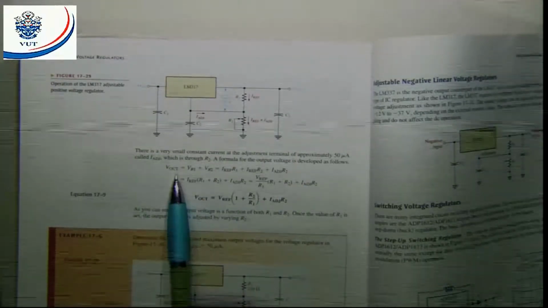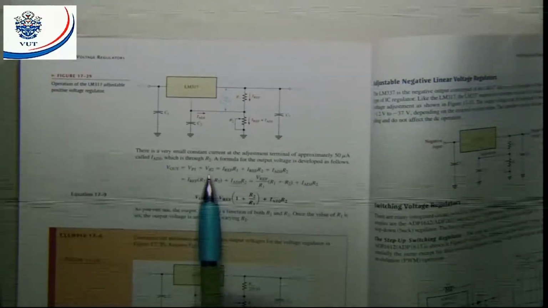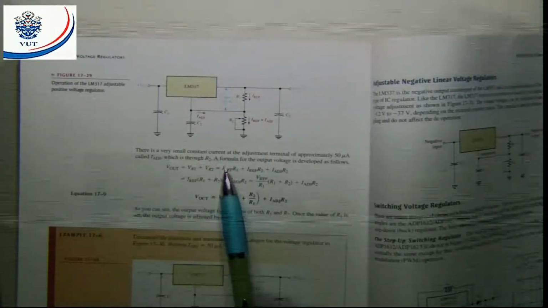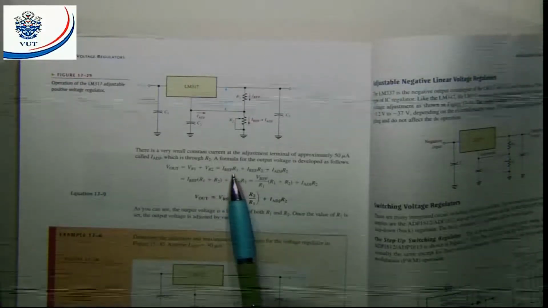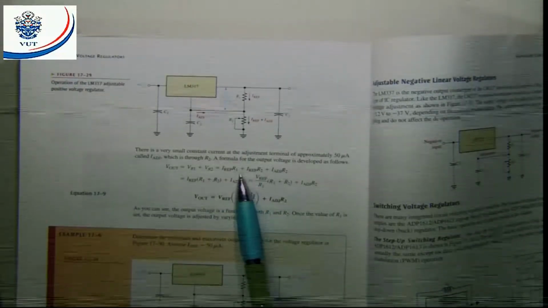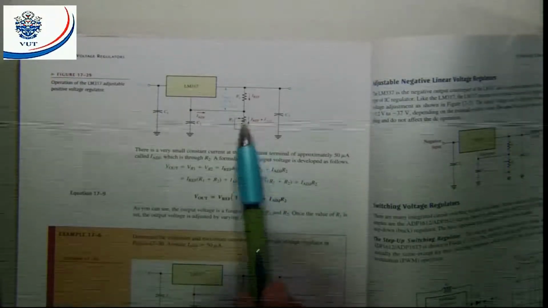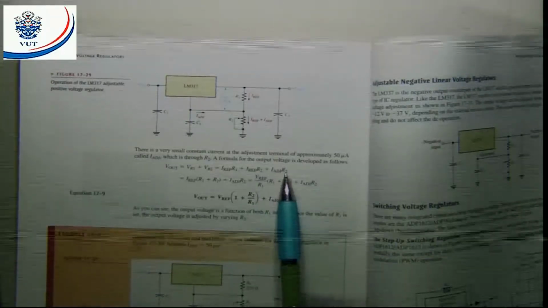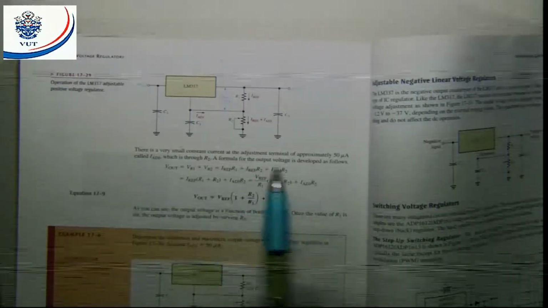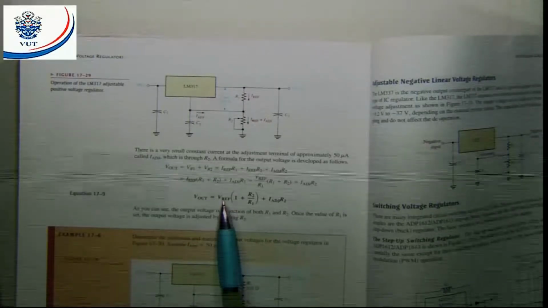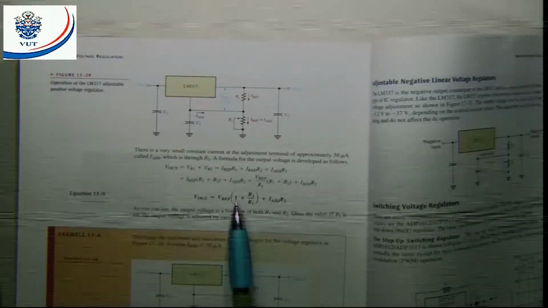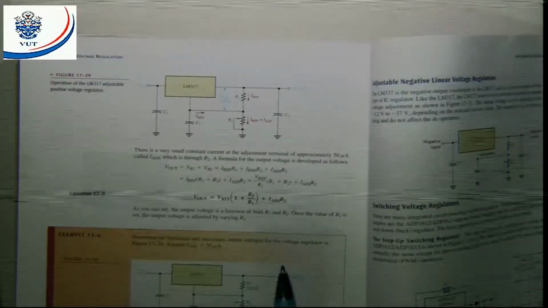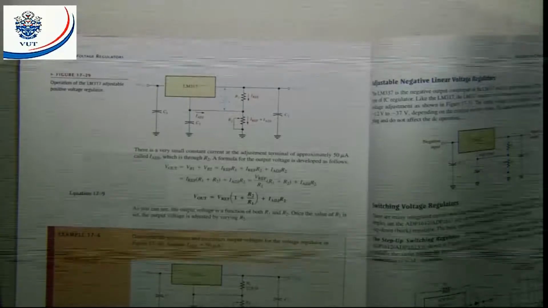Now we're going to have a look at the output. We can say that the output is equal to VR1 plus VR2, because that will be my output voltage. Then I can say that VR1 is I reference times R1, and the voltage drop across R2 is equal to I reference times R2 plus I adjust times R2. All right. When we simplify, we'll get VO is equal to V reference (1 plus R2 divided by R1) plus I adjust times R2.